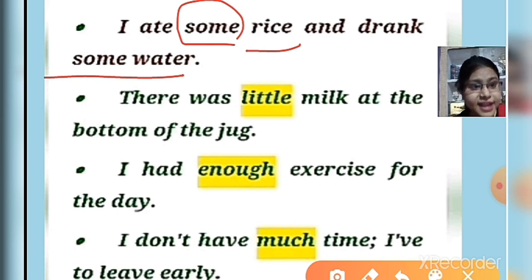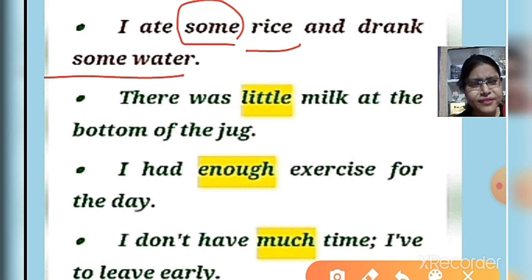The word rice cannot be counted, no. Water also cannot be counted. So these two nouns are uncountable nouns, and with uncountable nouns we always have an adjective of quantity. Clear? It shows the quantity of rice and the quantity of water. So the word some is an adjective of quantity. We will see the second one. There was a little milk at the bottom of the jug. So the word little again shows the quantity of milk. That is why it is an adjective of quantity.